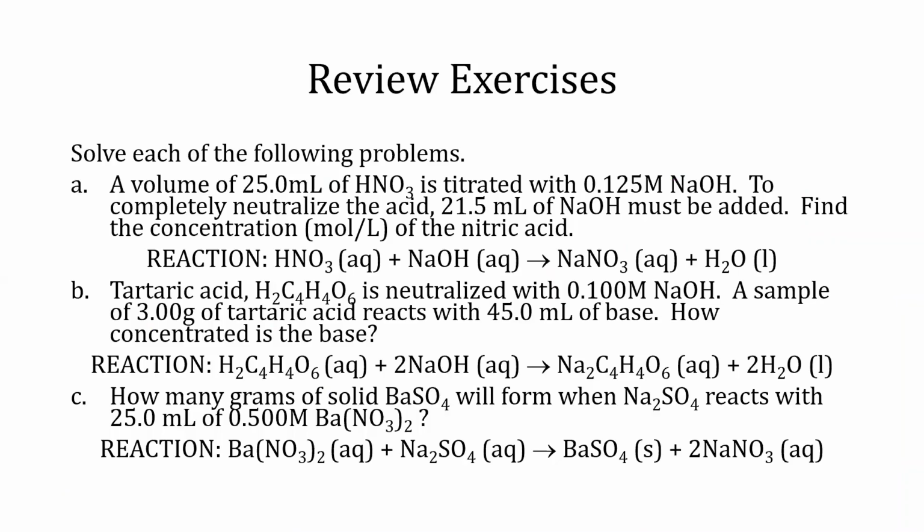Here are some review exercises for you to work on. Solve each of the following problems. A. A volume of 25 mL of HNO3 is titrated with 0.125 M NaOH. To completely neutralize the acid, 21.5 mL of NaOH must be added. Find the concentration of the nitric acid. The reaction is HNO3 plus NaOH forms NaNO3 plus H2O.